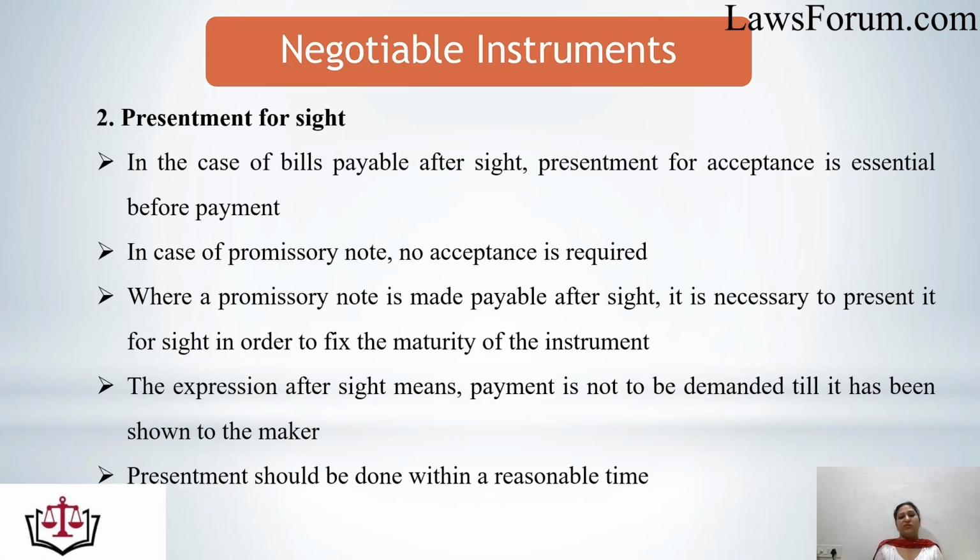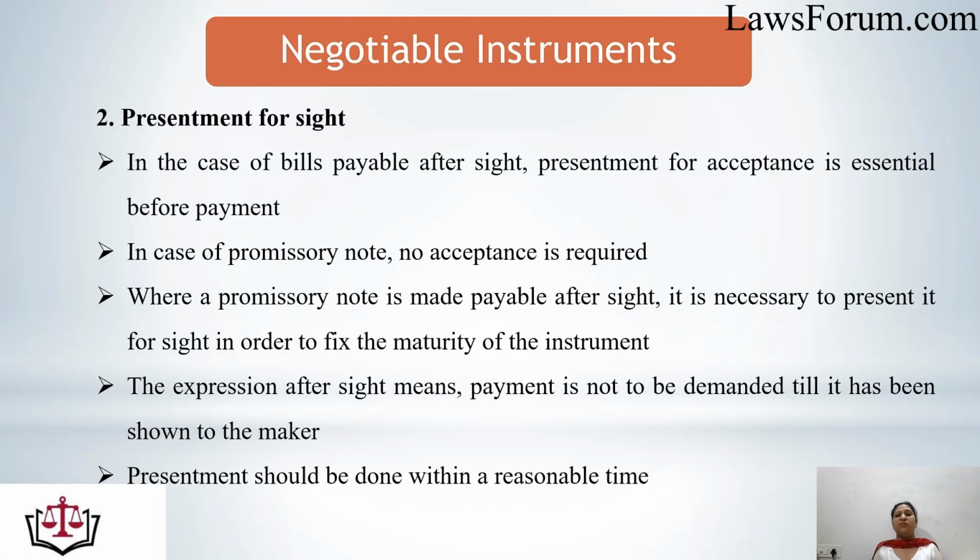So in case the bills are payable after sight, the presentment for acceptance is essential before payment. As we have already read, if there is a bill payable after sight, in that case, the first case discussed, the presentment for acceptance step is the essential step. In case of a promissory note, no acceptance is required. In case of checks, no acceptance is required. This is only required in case of a bill of exchange.